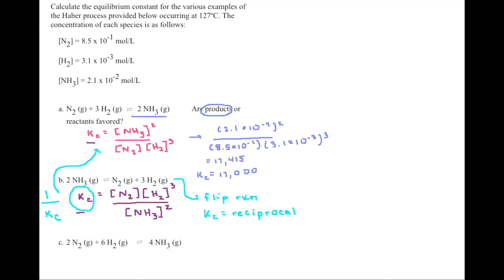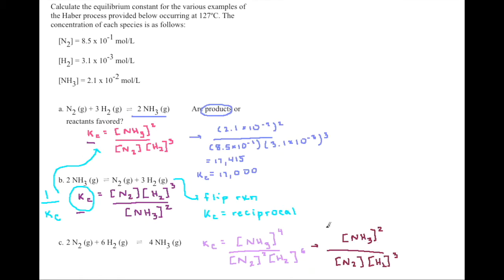Now, let's look at what happens if, notice here, all I've done is I've multiplied all of my coefficients by 2. That's the only way it's different from A. So if I find my Kc of this, I know that this is going to be equal to NH3, instead of squared now, it's going to be raised to the 4th, and then this is going to be N2 squared, and then this is going to be H2 to the 6th. And so if I want to get this equilibrium expression looking like what it did in A, what I could actually do is take NH3 squared, all over just your N2 times your H2 cubed, but then take the entire expression and square it, because then I would get NH3 to the 4th, N2 squared, and H2 to the 6th.